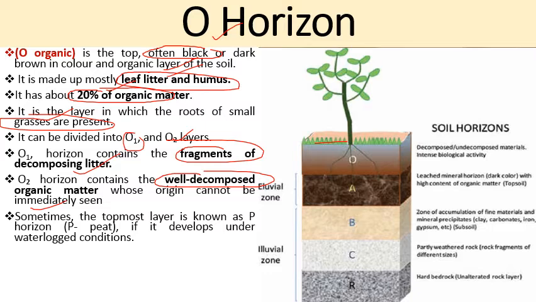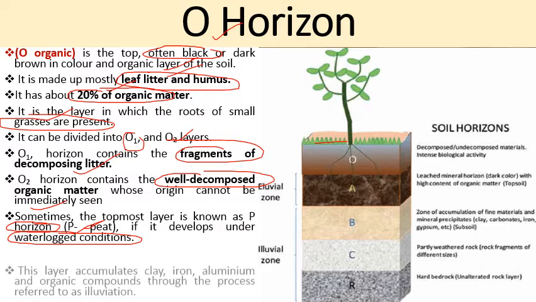Sometimes the topmost layer is known as P horizon, because P stands for peat, और ये बोला जाता है ऐसी condition में when there is waterlogged conditions. Peat is somewhat similar to that of the coal. So इस तरह की जो conditions हैं इसमें जो uppermost layer है, जो dead decaying litter है, that forms a peat-like structure. That's why this is known as P horizon in waterlogged condition.